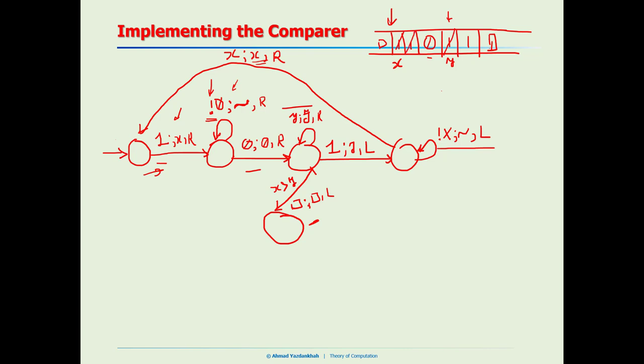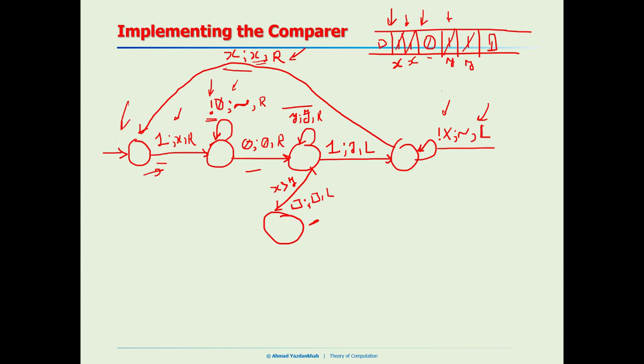So we follow exactly the same loop again. It is X, go and find this one, change it to Y and go to the left. We are here now in this loop. Loop as long as it is not X. It finds it here. Then if it is X, don't change it, go to the right. And we are here now.